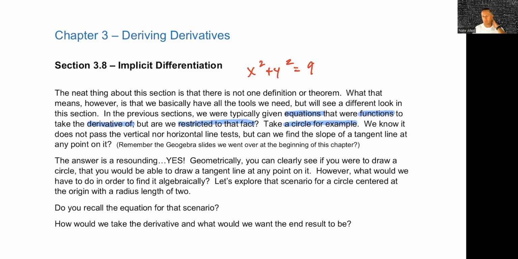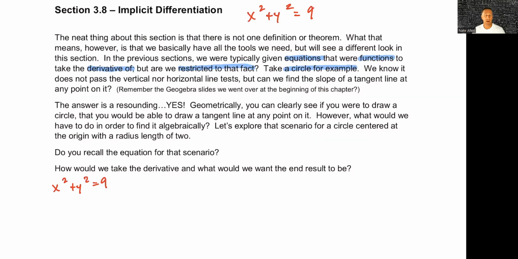Remember the GeoGebra slides that I went over at the very beginning of calculus with you all, that just showed you what it meant to be the slope of a tangent. Geometrically, we talked about how we can find that tangent at any point, but what would we have to do in order to find it? That we did not know, because we didn't have that knowledge yet. So let's explore that scenario and see what we get. If I gave you that equation and asked you to find the derivative of it, what would you do first? What do you think?